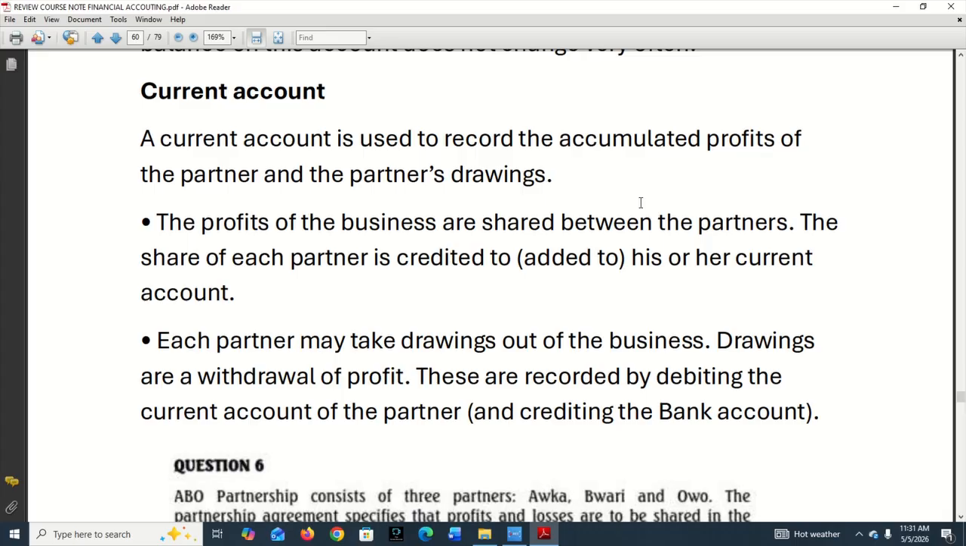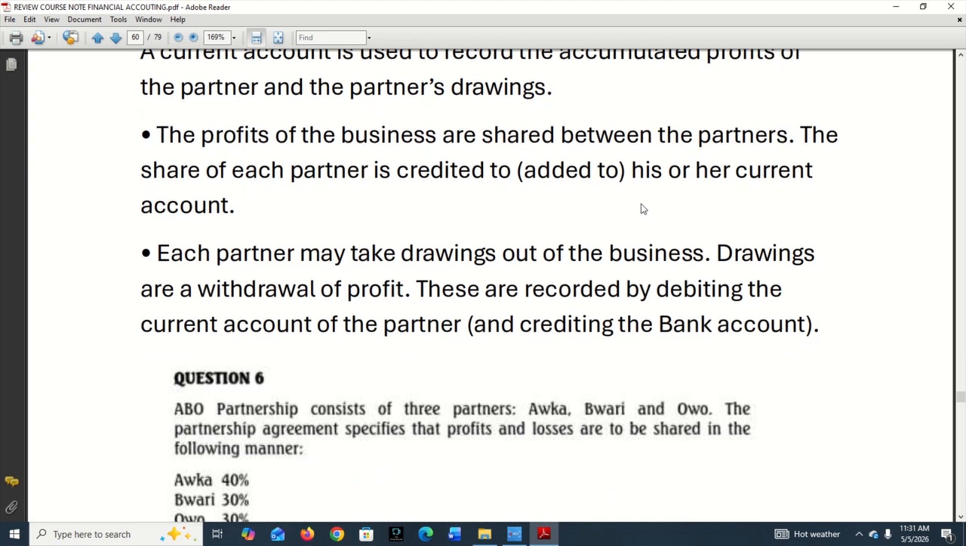Then we have the current account. The current account is used to record the accumulated profit of the partner and the partner's drawings. The profit of the business is shared between the partners. The share of each partner is credited to, or added to, his current account, and then drawings. So anything that has to do with salaries of partners, drawings, and share of profit, where do we treat it? We treat it in our partner's current account.